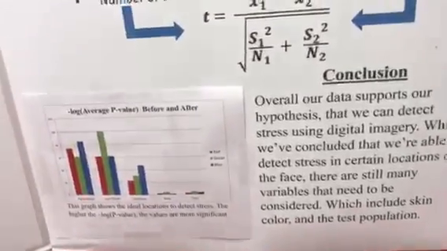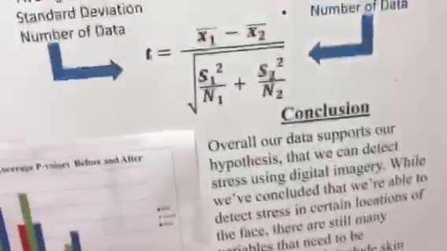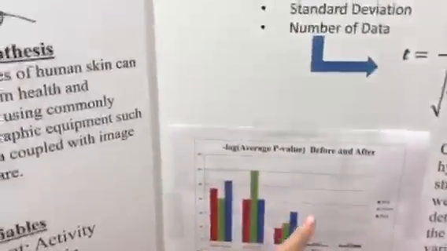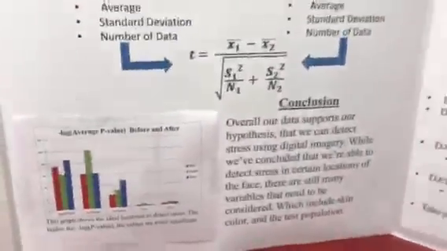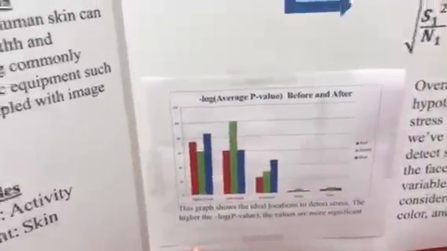To conclude, we thought that these places of the face were places where you can detect stress, but we don't think that our project was that good, because we had 3 tests, but only 2 of them worked out, and we only did 2 subjects, which is not enough because there's a wide range of skin colors.